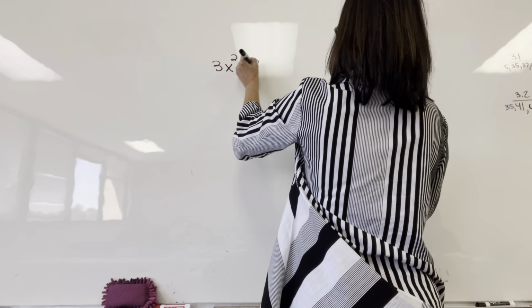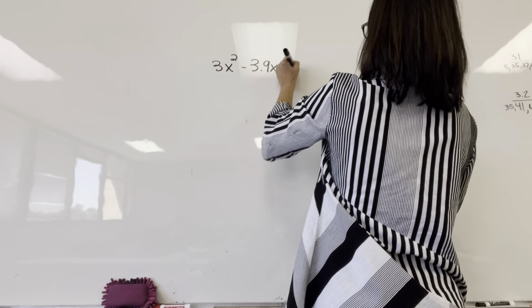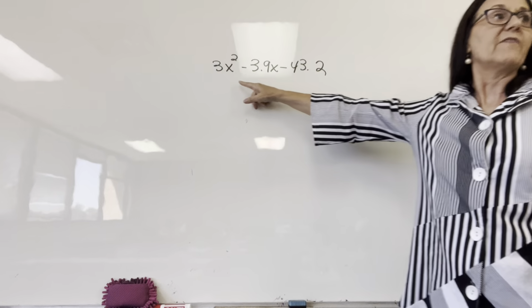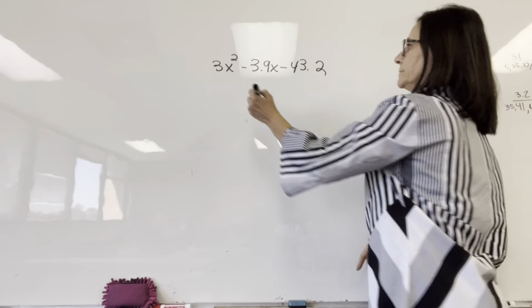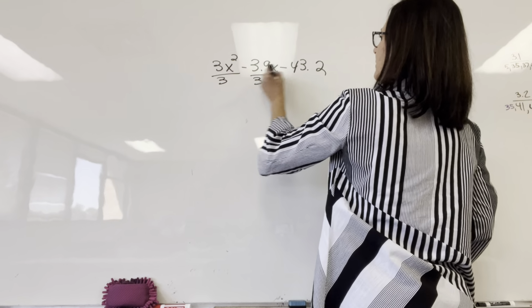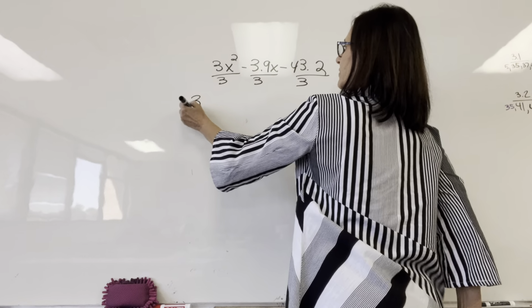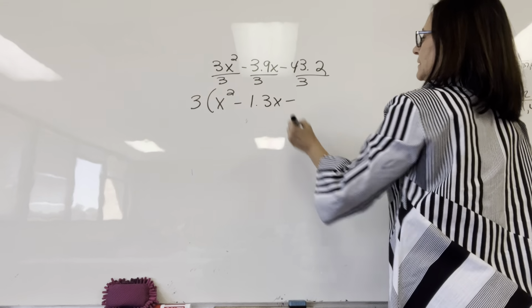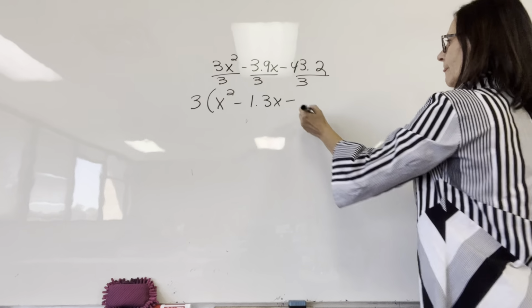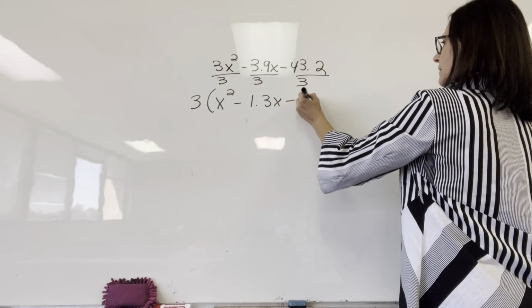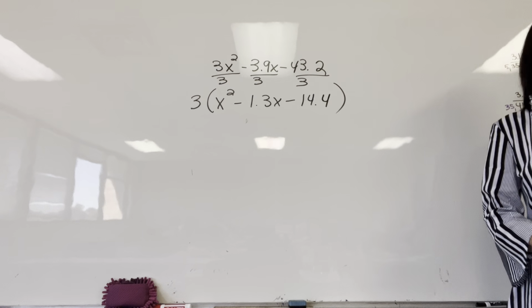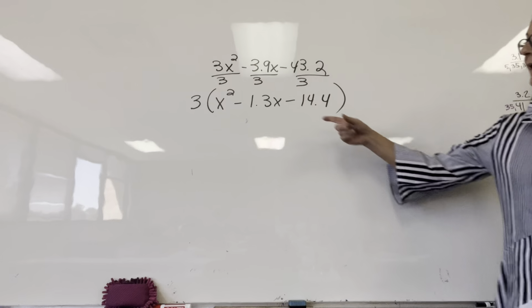3x squared minus 3.9x minus 43.2. First thing I'm going to do is divide every term by 3, so I need your help. That's going to be my A value. Somebody do the division for me. I can do the first one. I can do the second one. I could do the third one. Is that right? How did you do that? Yes, you're correct. I factored out a 3.